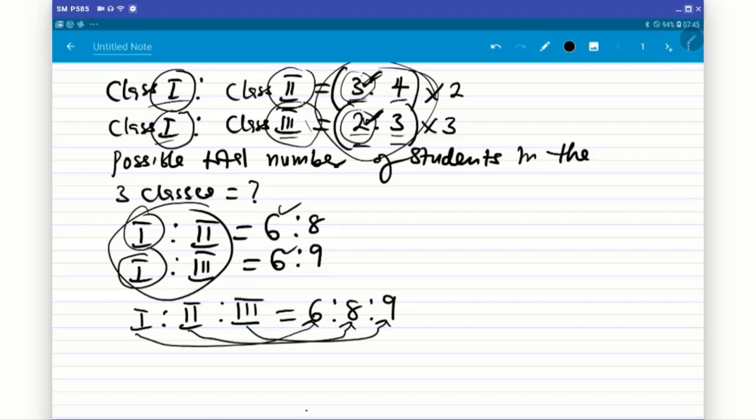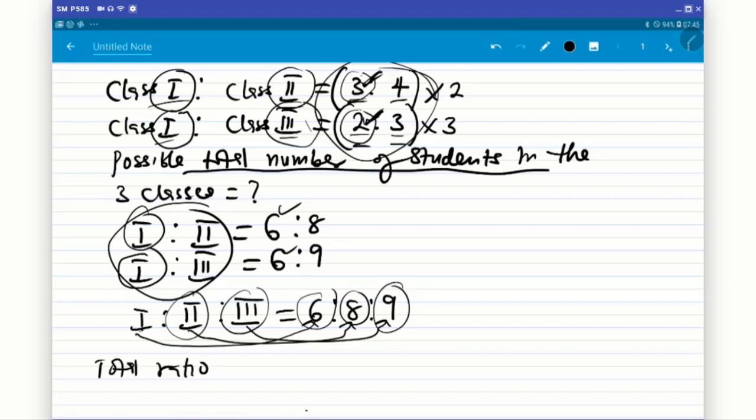Now we can be sure that the number of students in class 1 must be a multiple of 6, the number of students in class 2 must be a multiple of 8, and the number of students in class 3 must be a multiple of 9. So what does this mean? This means total ratio, since you are looking at the total number of students possible. So the total ratio will be 6 plus 8 plus 9. And when you add this together, what do you have? 6 plus 8 is 14, and 14 plus 9 will give you 23.